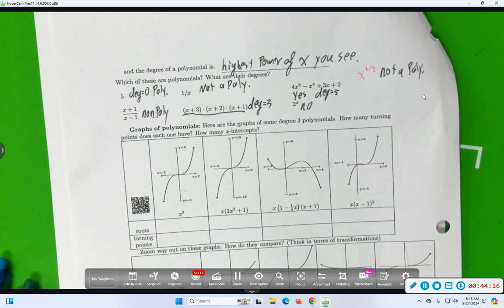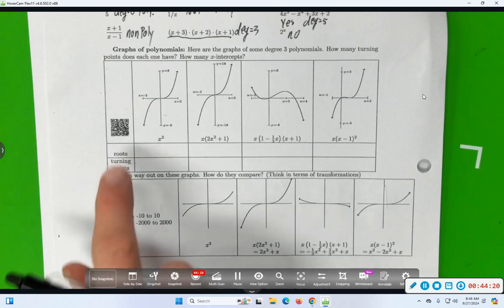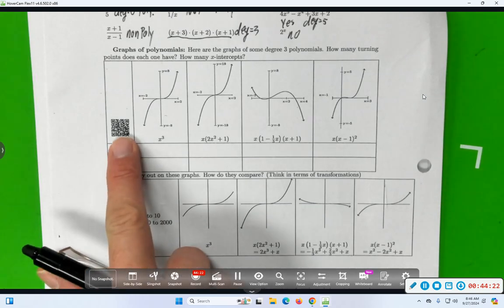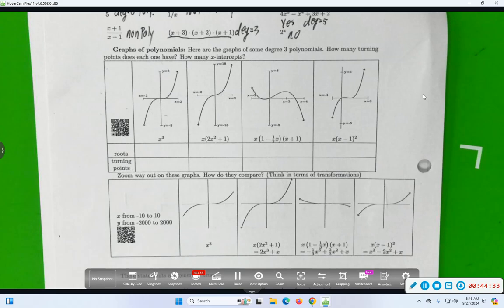So, here are some graphs. If on your own time you want to bust out Desmos, this QR code in fact leads to a Desmos demo with these things graphed. You can also just open up Desmos and graph them. So let's answer some questions about this.